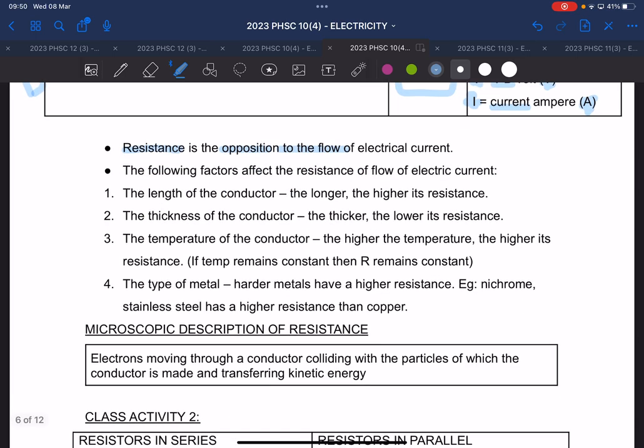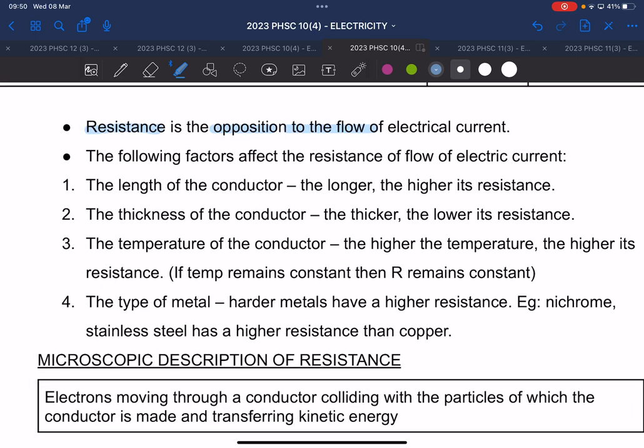All right, then, there are 4 factors that influence the resistance of the flow of electricity. 1 is the length, 2 is the thickness, 3 is temperature, and 4 is the type of metal. I want to discuss them quickly. First of all, the length of the conductor. If the conductor is very short, then the charges have a very short path that they can flow through. If the conductor is very long, then it is a long path that they have to flow through.